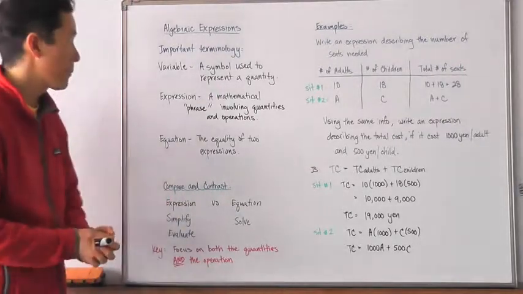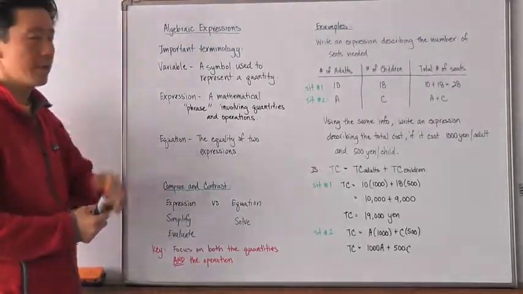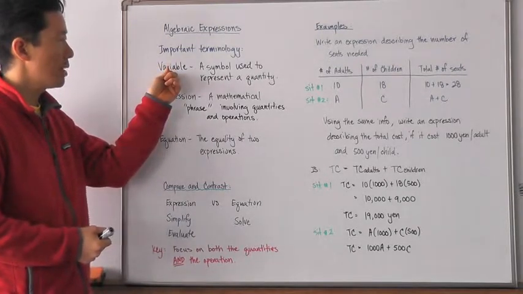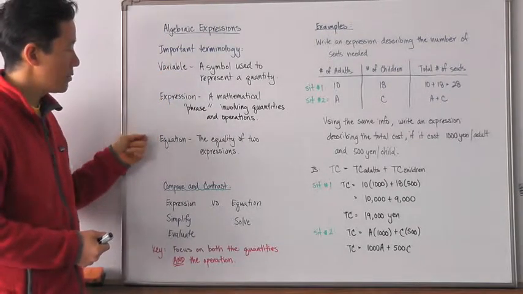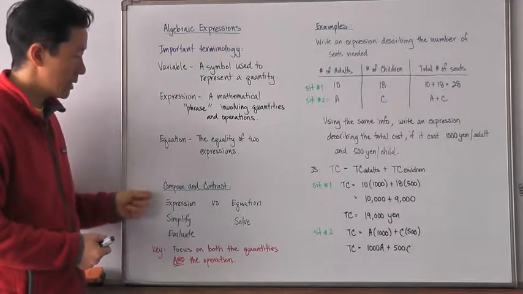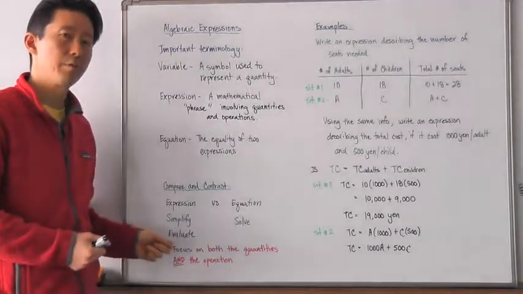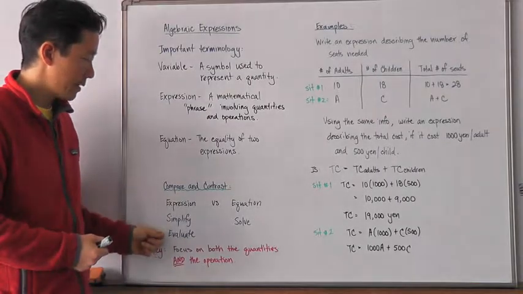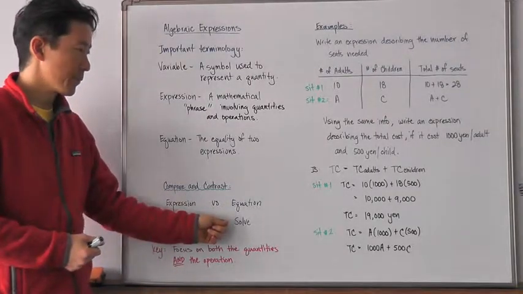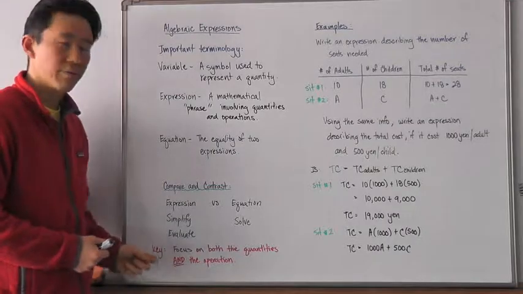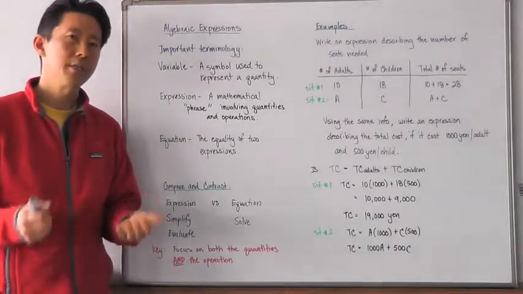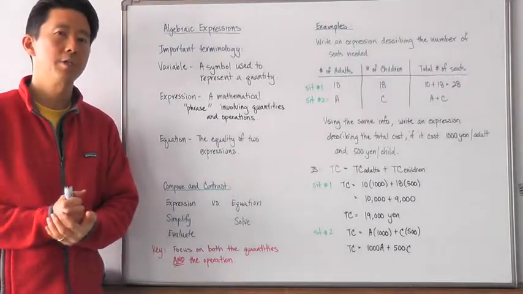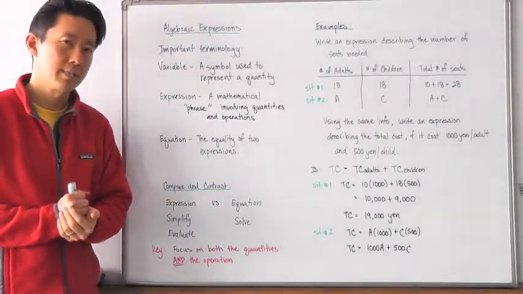Okay, so let's go ahead and wrap up. Again, we're starting off with algebraic expressions. We need to know what variables are and what the difference is between an expression and an equation, because they are very different in terms of what you try to do with them. In the expression, we simplify and evaluate. In the equation, we solve. It's going to be absolutely important, especially in algebra, that you focus on both the quantities and the operations that act upon the quantities.